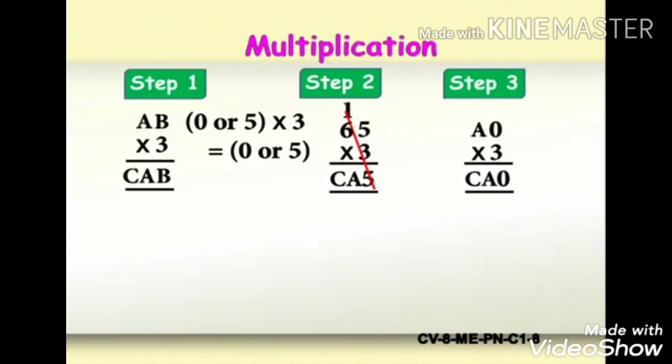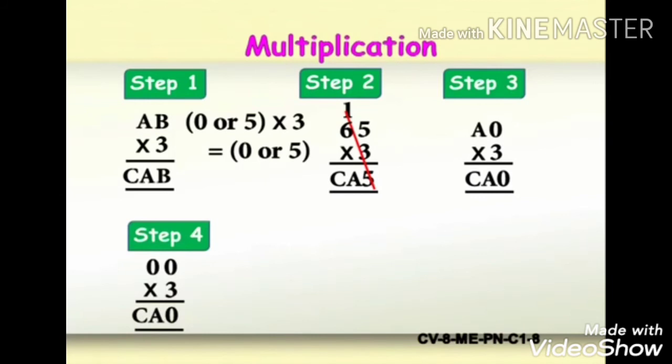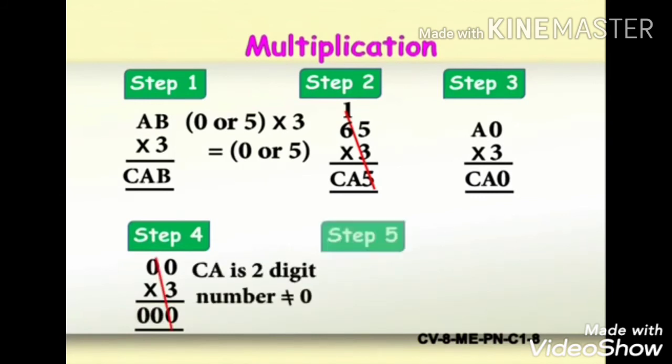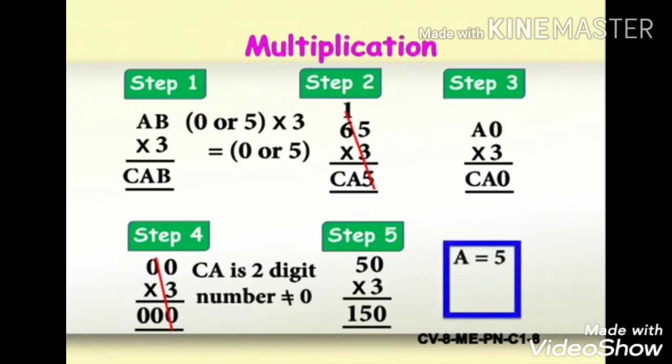Then, A0 into 3 is giving a product CA0. Step 4. If A is 0, the product is 0. But CA is a 2-digit number, hence A cannot be 0. If A is equal to 5, then A0 becomes 50. And 50 into 3 is equal to 150. Hence, A is equal to 5, B is equal to 0 and C is equal to 1.